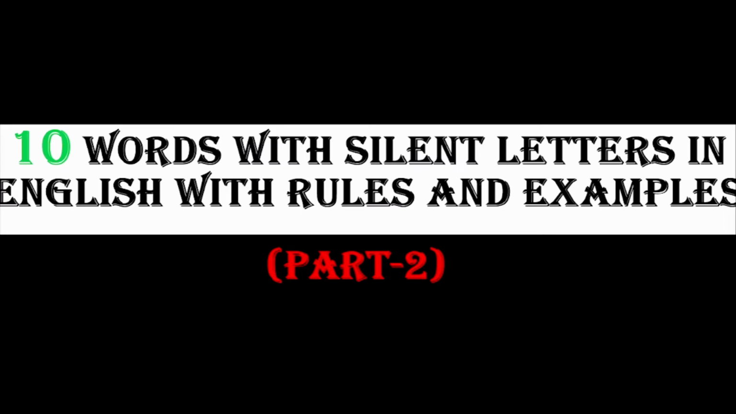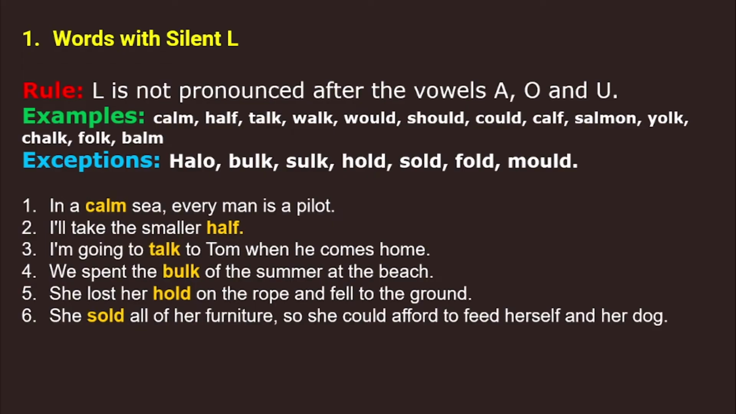There are numerous words with silent letters in the English language. Let's first go over the letters that are rarely if ever silent. These are F, Q, R, V and Y. In British English, there can be some silent R's, but that's a matter of dialect. So, if there are 5 letters that are not silent, then we can say that there are 21 silent letters in English. So, without any further delay, let's look at the 10 words with silent letters in English with rules and examples part 2. Let's look at a first word with silent L.